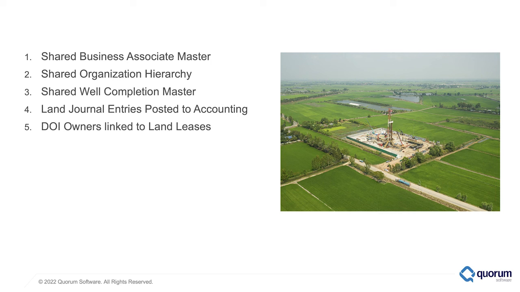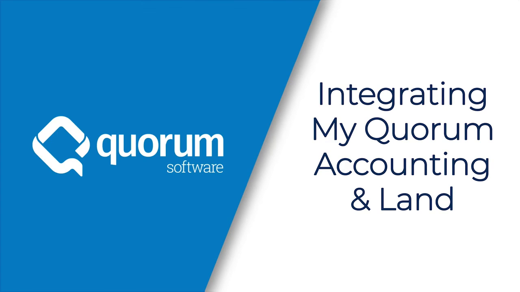We also looked at how the Quorum Division of Interest owners are linked to land leases. We believe these shared data points between Quorum Land and accounting make for more efficient operations that involve overlapping processes between these applications. There are many advantages of using Quorum Accounting along with Quorum Land applications.